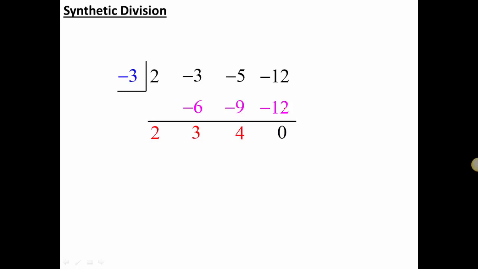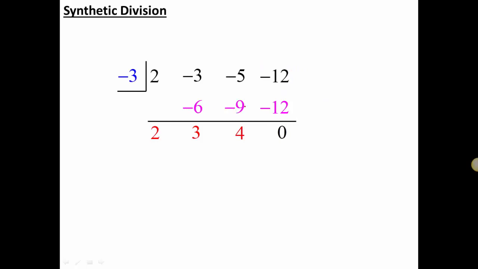We also subtracted vertically to get from one term to the next. Now 2, there's nothing here. 2 minus 0 is 2. -3 minus -6 gives us +3. -5 minus -9 gives us +4. -12 minus -12 gives us 0. But all that double negative stuff gets a little cumbersome.